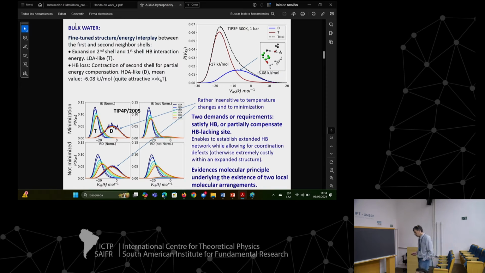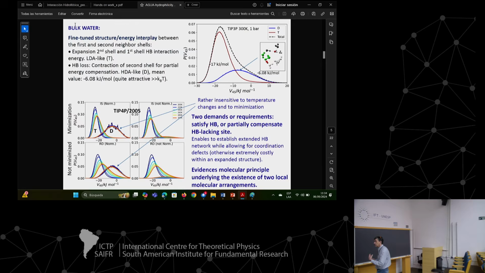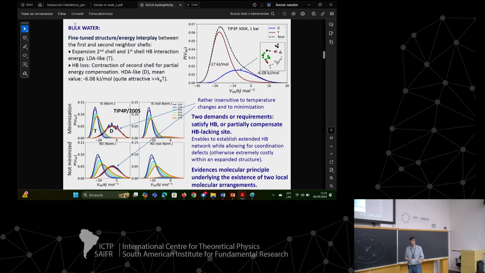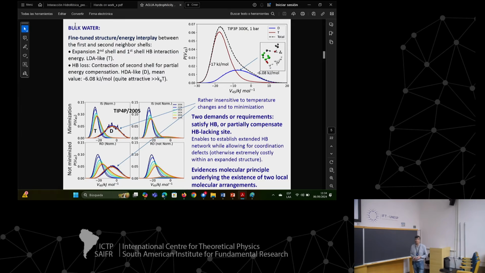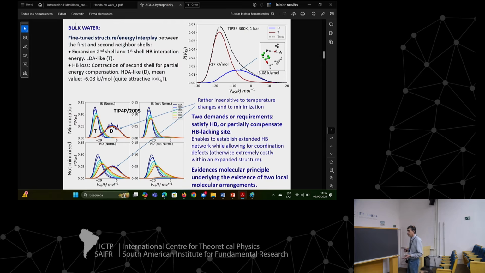And this tells us that, since we are looking at interactions, the water molecule has 2 interaction demands, 2 requirements. Either you form a linear hydrogen bond, or else you need some kind of compensation for the lacking side. And this is embodied in a molecular principle which relates energy with structure.